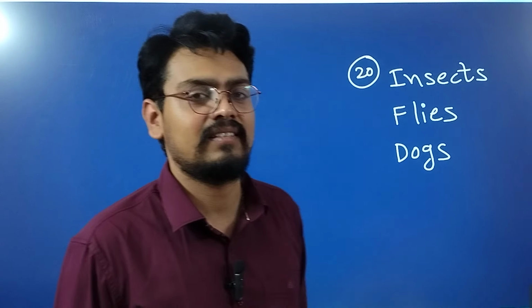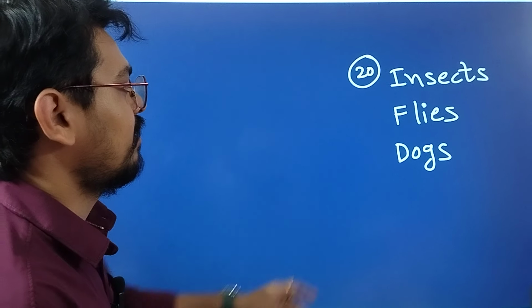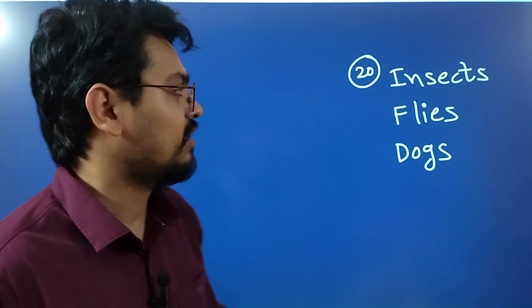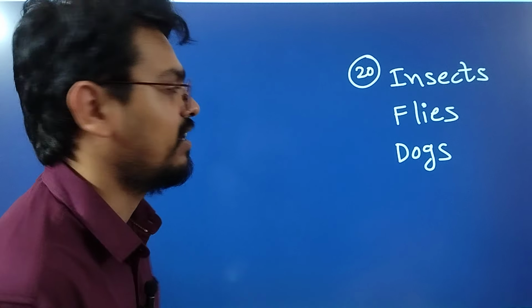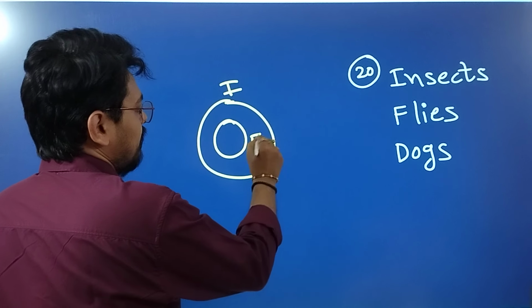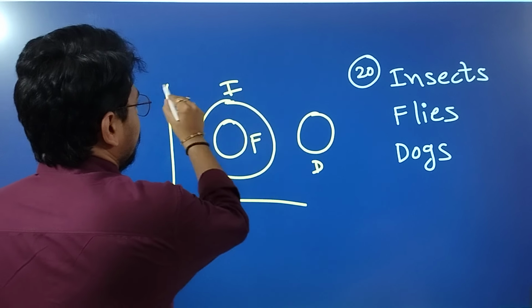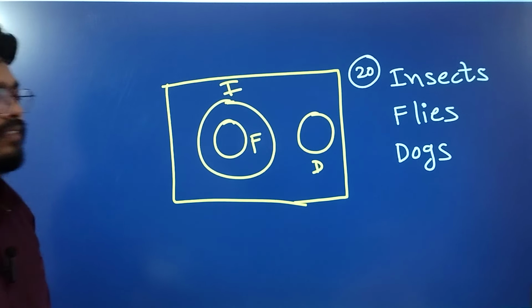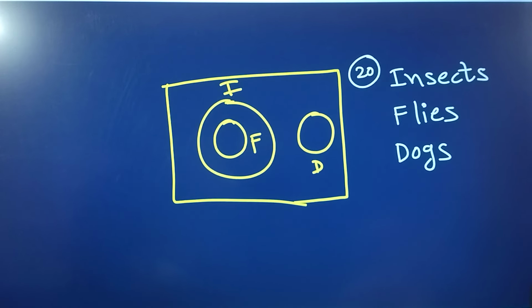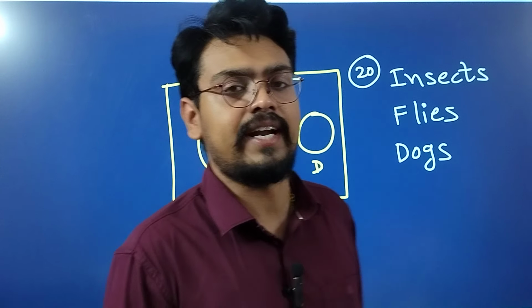So, the last question of the class. See, insects, flies and dogs. Very clear: all the flies come under the category of insects, and dogs come under animals, but animals are not there here. So insects is a big circle, in that there will be a small circle flies, and dog is different. This is the diagram. Please observe that. Clear? So hope you understood all these 20 diagrams.